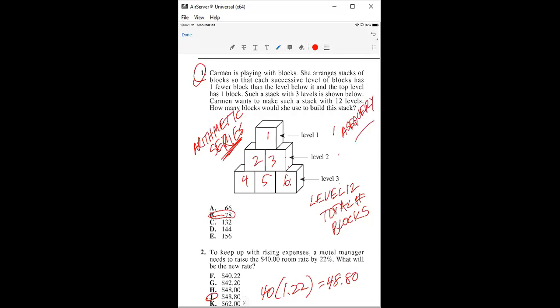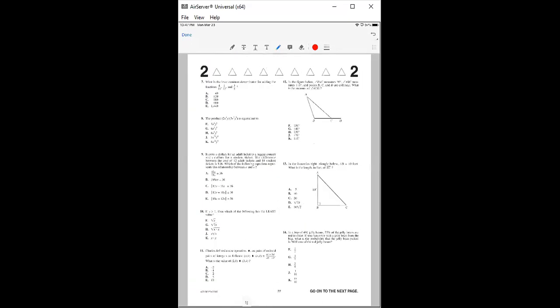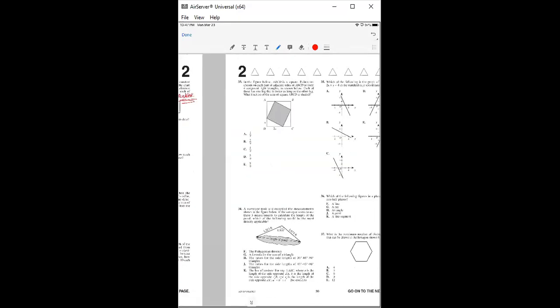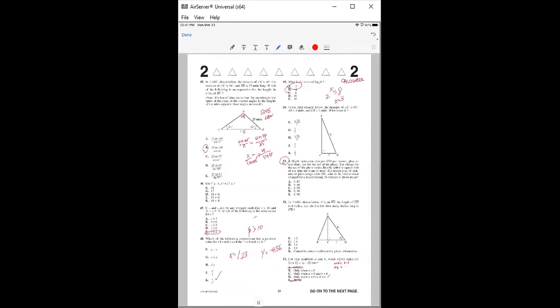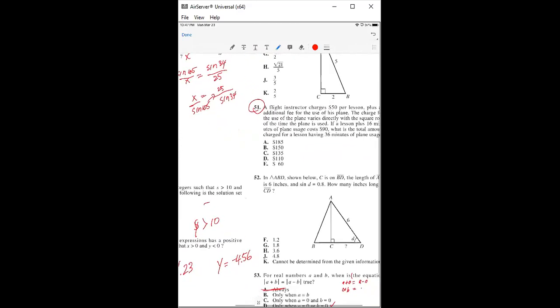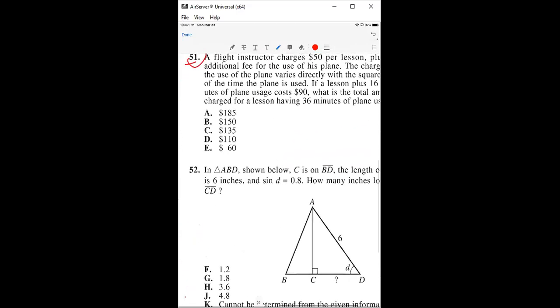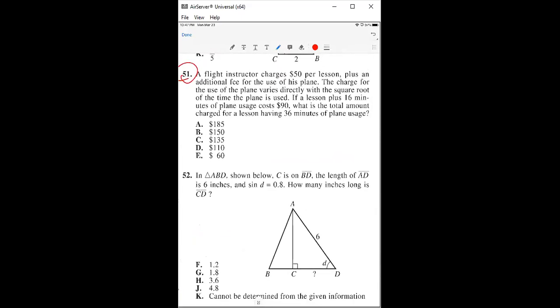All right, now here's another question. I'm gonna jump around. I'm only gonna do 4 questions, so I'm gonna jump over to my next one. All right, this one is going to be 51. I wanna look at 51.